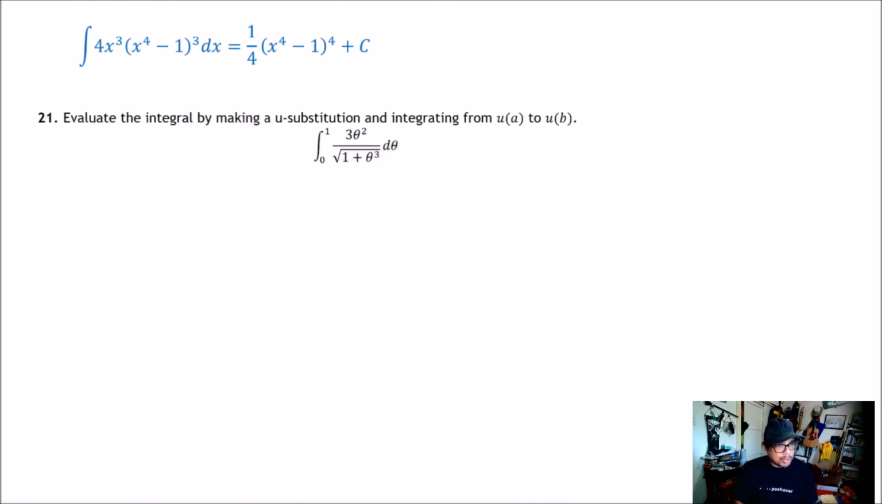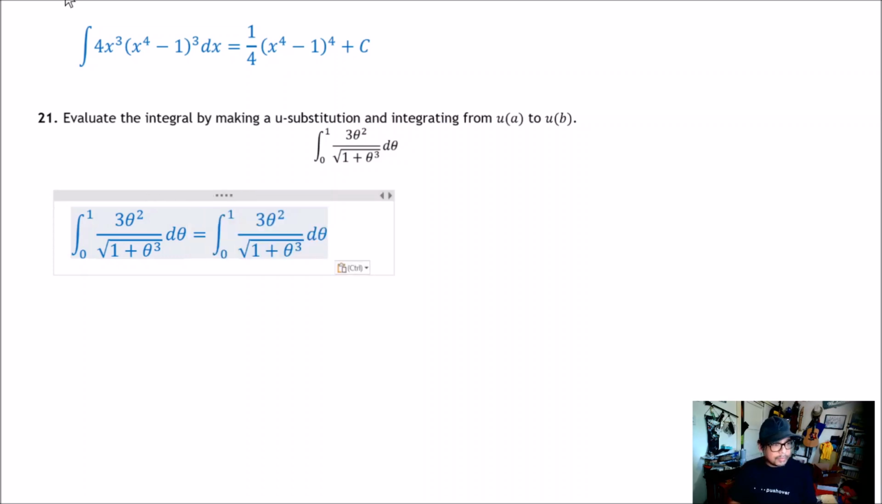Here's another substitution problem. We want to integrate from u(a) to u(b), and u(a) and u(b) refer to the upper and lower limits of our transformed integral. So I'm going to go ahead and start by copying this problem. All right, here's our integral. Let's copy that down, and let's think about our u substitution that we need to make.